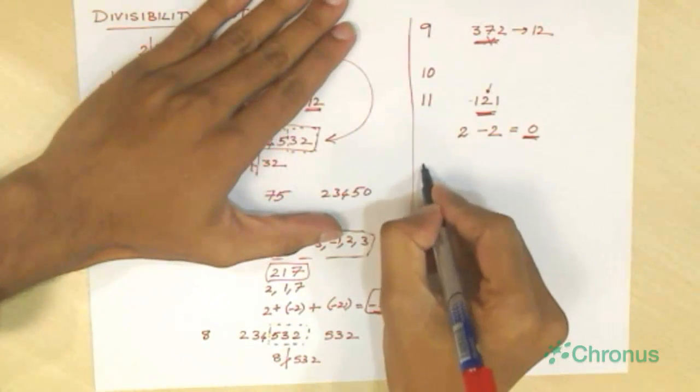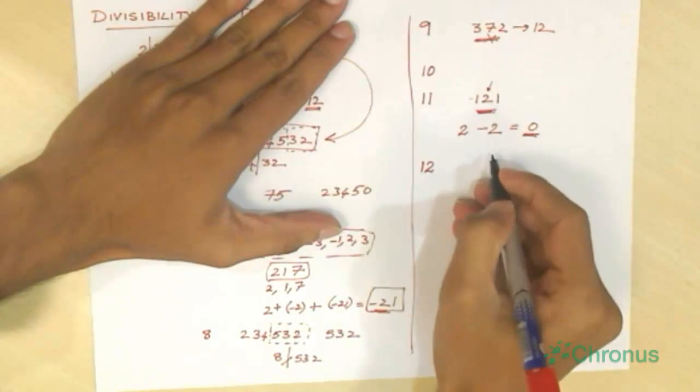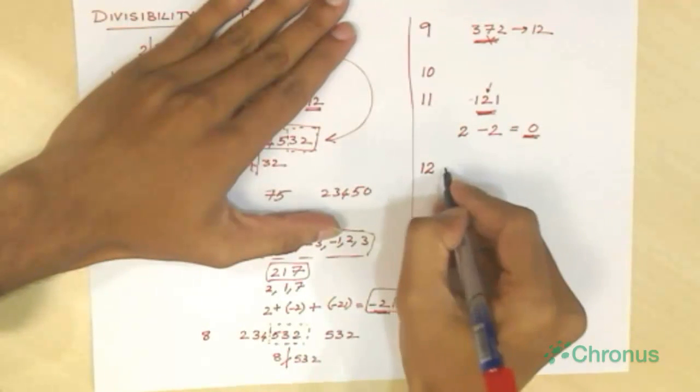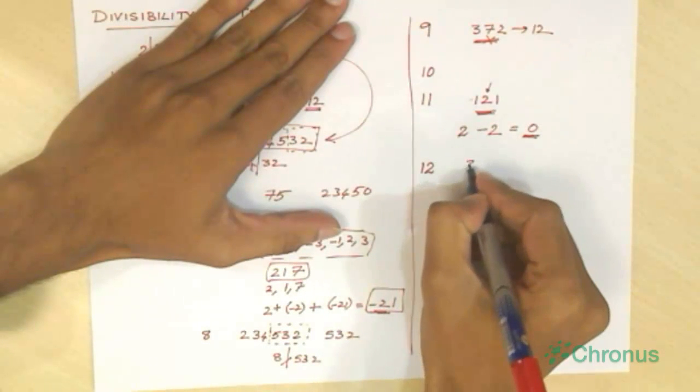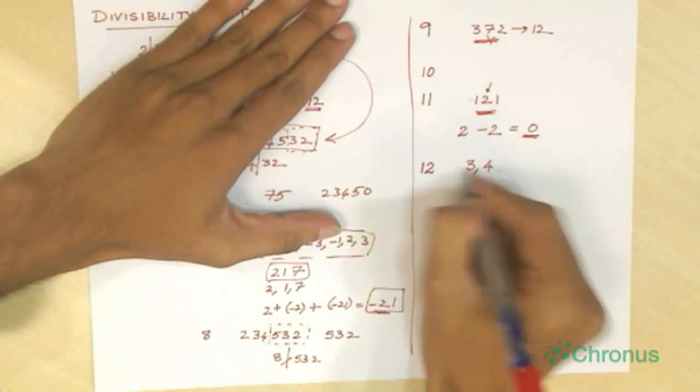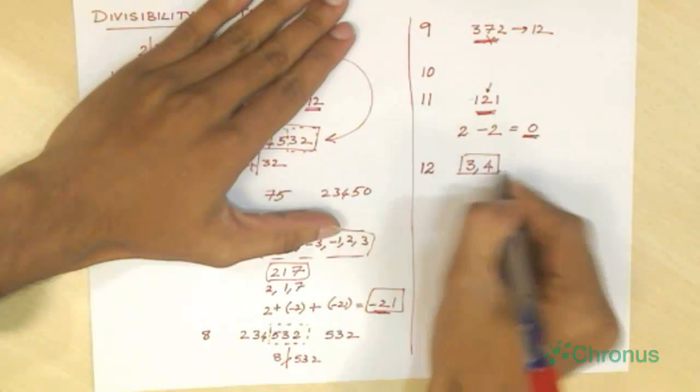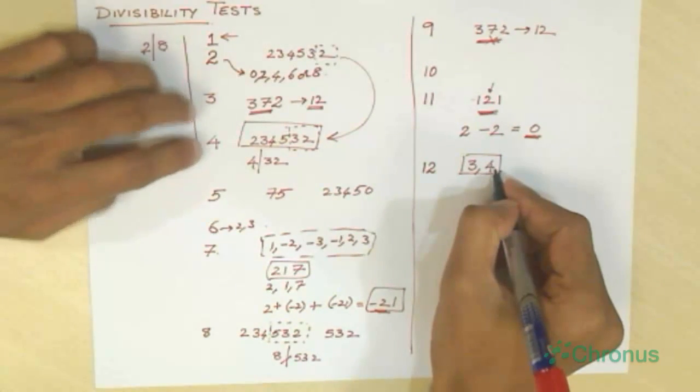And a number is said to be divisible by 12 if it's divisible by both 3 and 4. Quite simple. Just factorize 12, 3 and 4. We have the divisibility test for both 3 and 4.